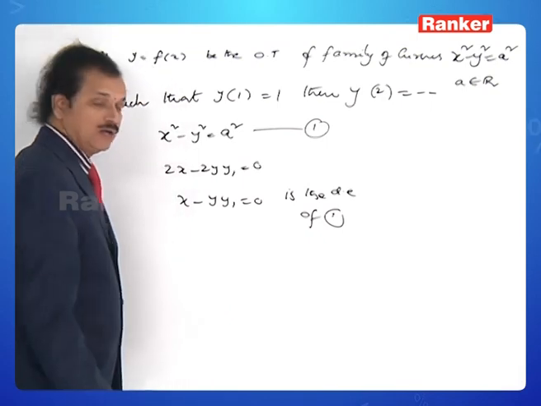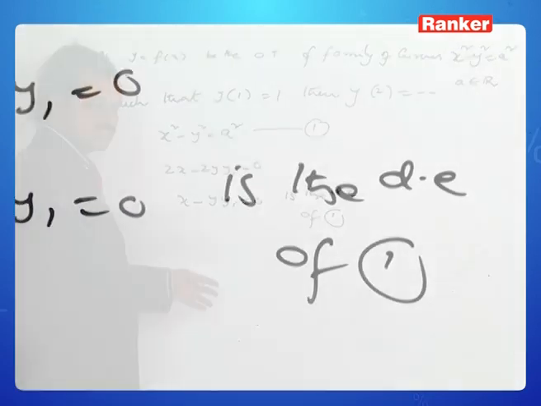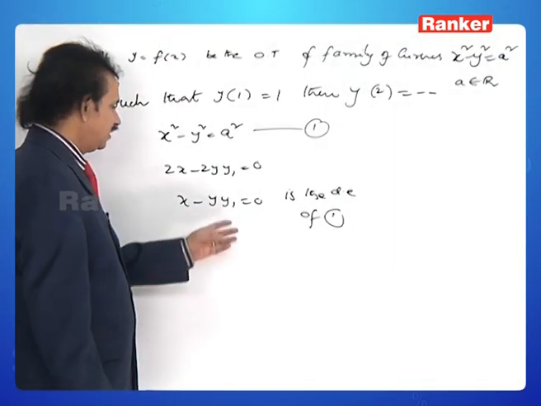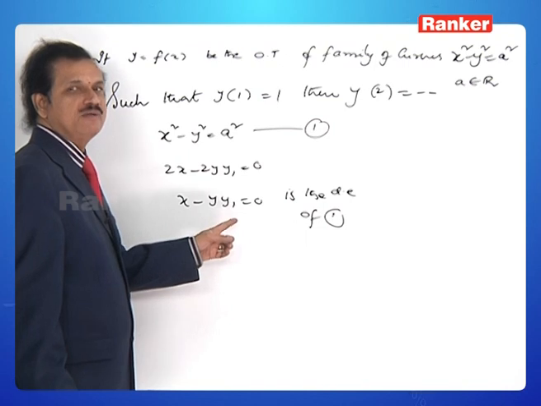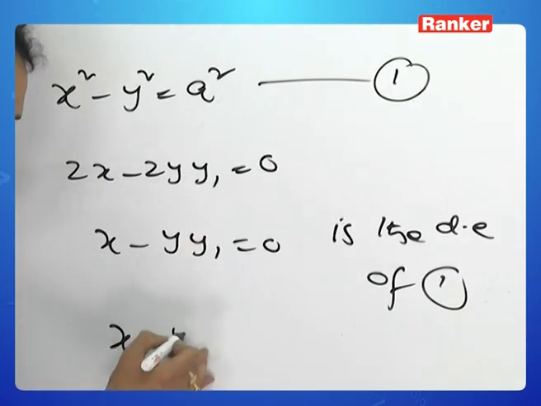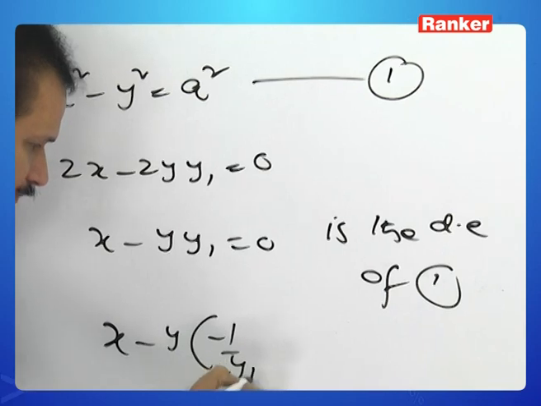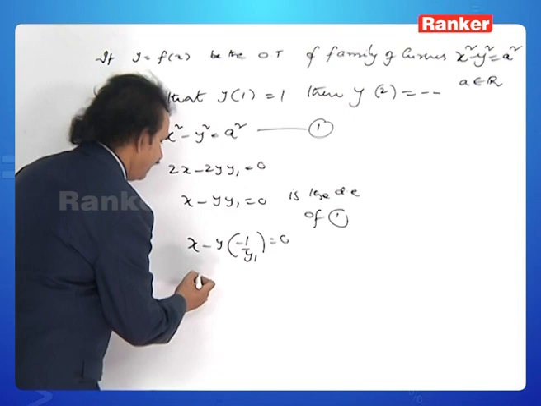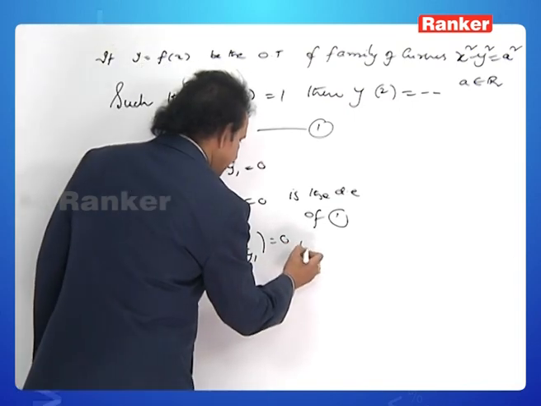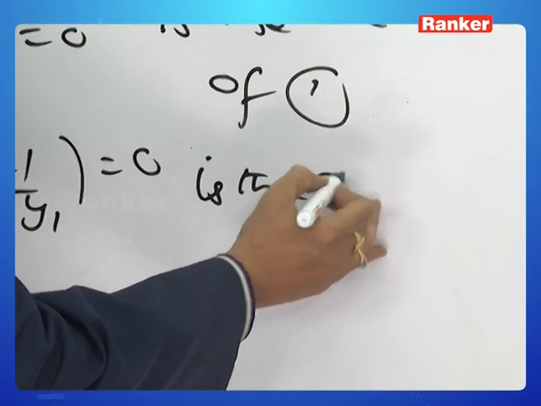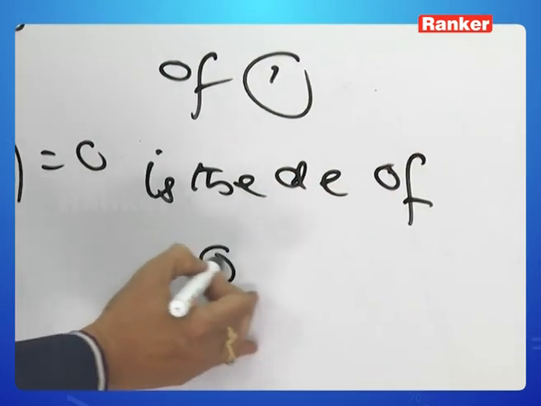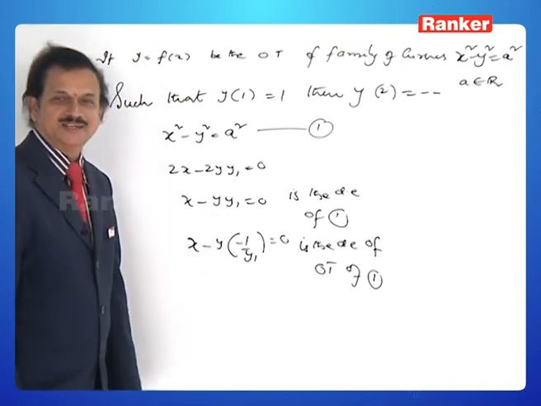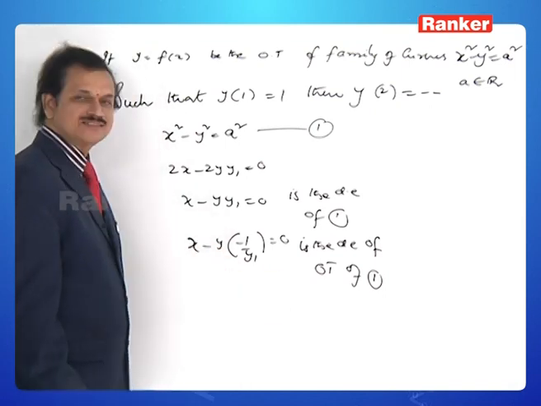Differential equation. You observe this step, next step, that is a crucial step, an important step in finding OT. What is to be done? Here by y1, what do we mean? dy by dx. This must be replaced by minus 1 by y1. So, this is the DE of OT of 1. Third step is also over. Now the next step is to solve this.